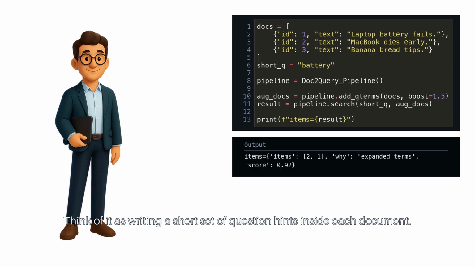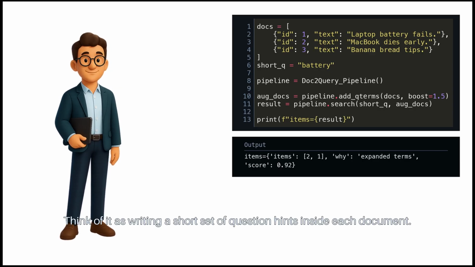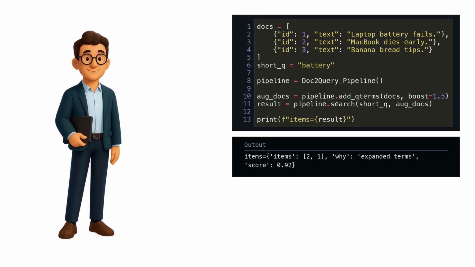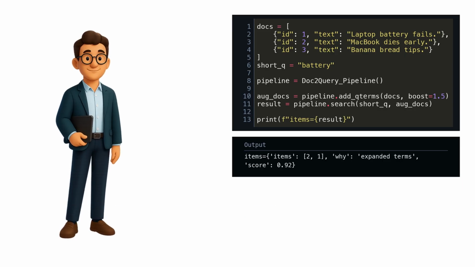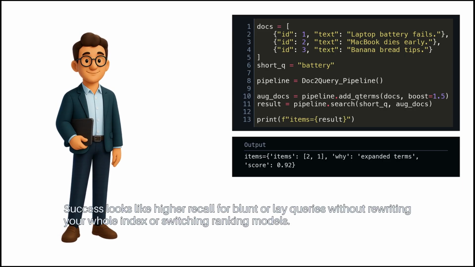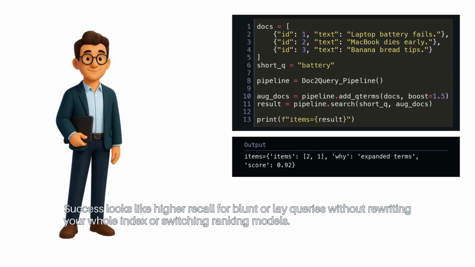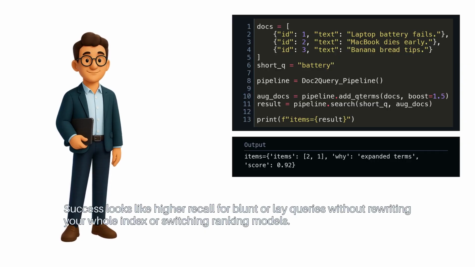Think of it as writing a short set of question hints inside each document. Instead of changing the search engine, you enrich documents with phrases people would type. Success looks like higher recall for blunt or lay queries without rewriting your whole index or switching ranking models.